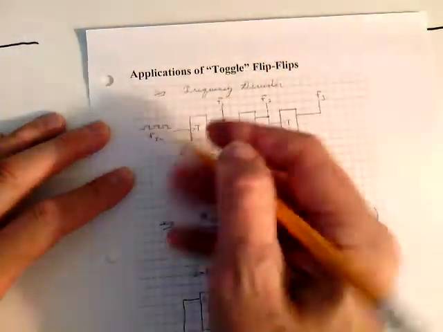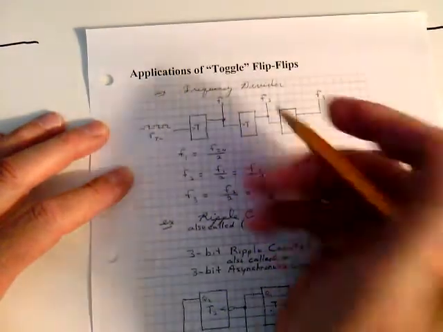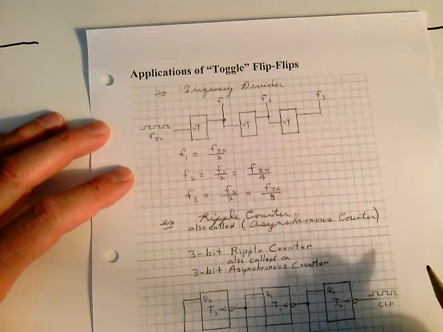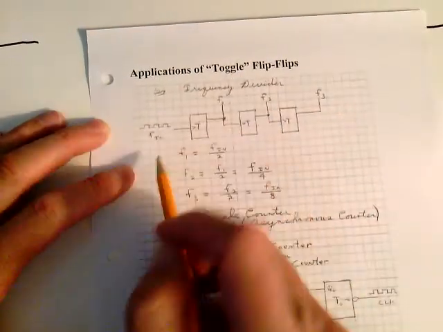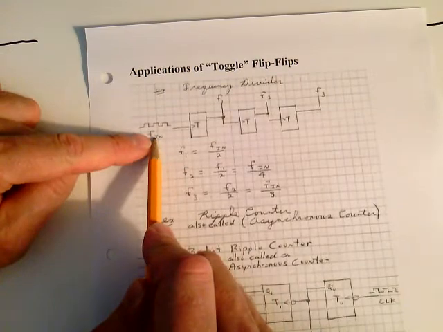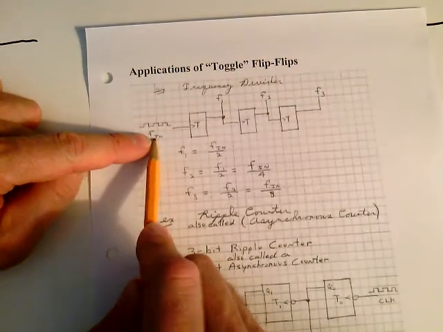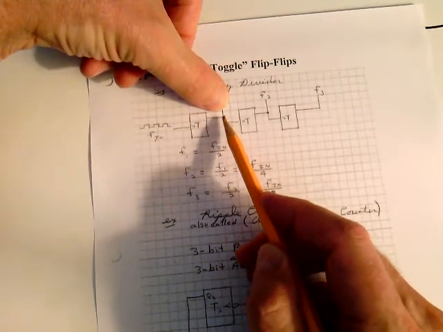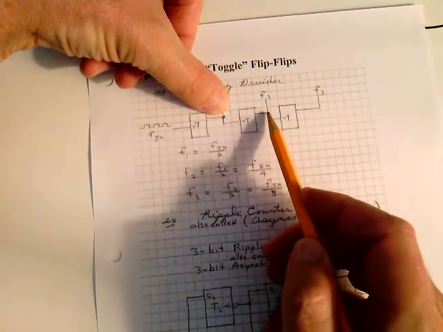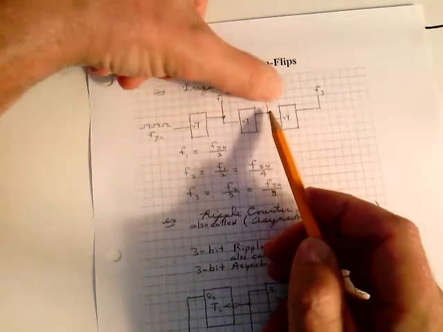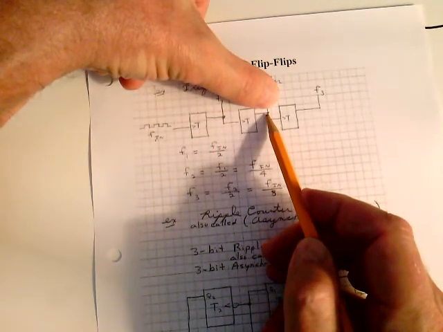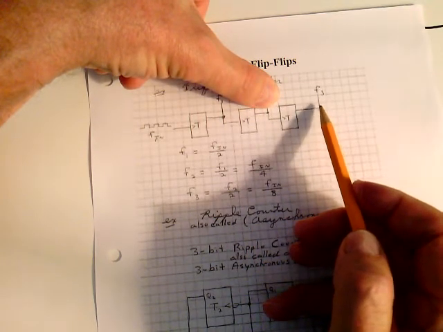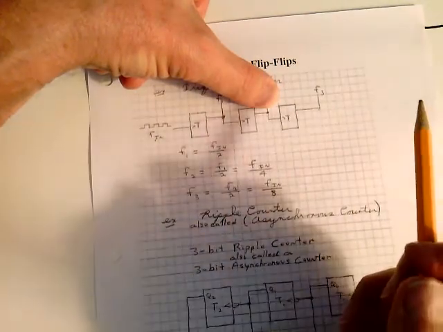Let's make it simple. Let's say this was 32 kilohertz here, 32 kilohertz here, that's going to be 16 kilohertz here. 16 kilohertz here, that's going to be 8 kilohertz here. And 8 kilohertz here, it's going to be 4 kilohertz here, which is 1/8 the 32. Take a look at that.